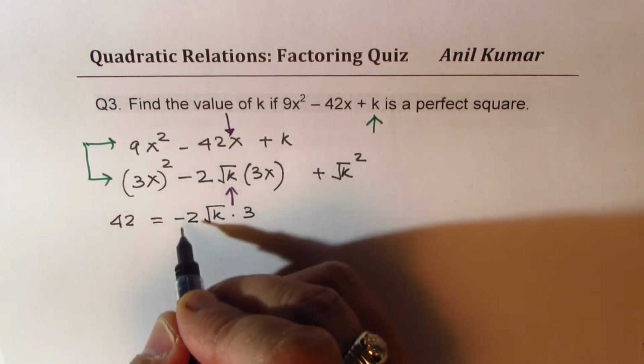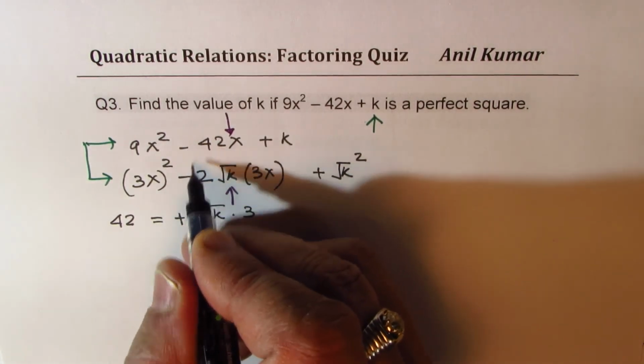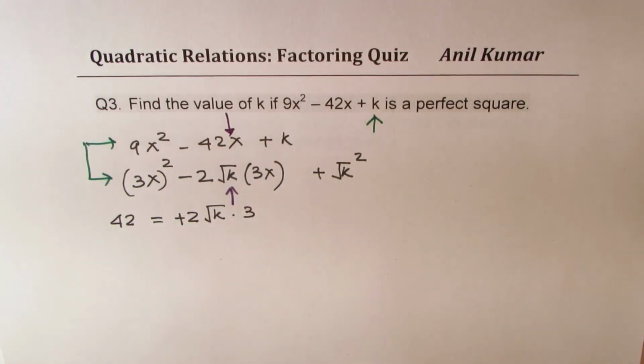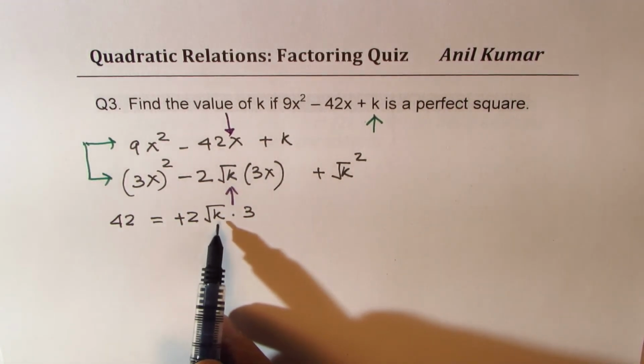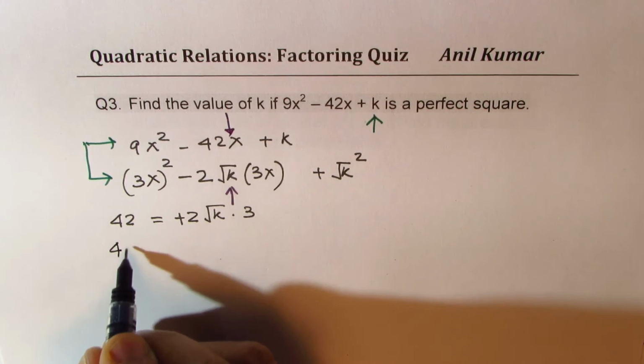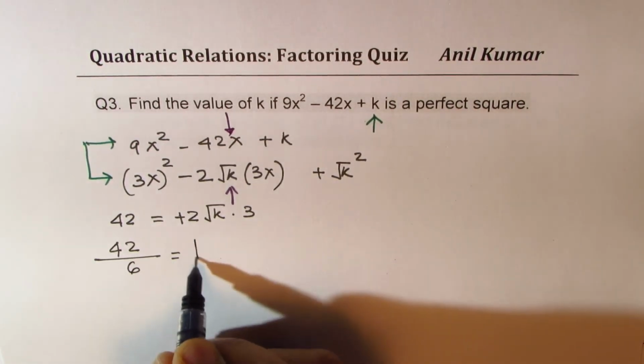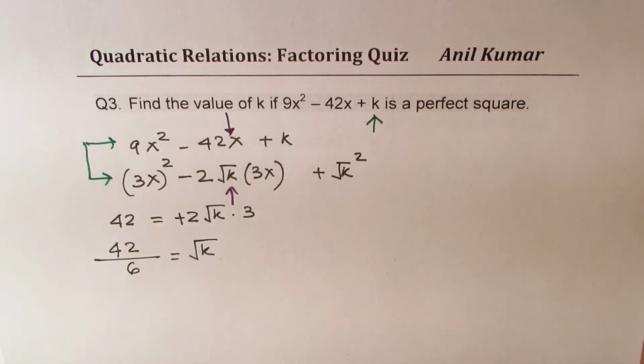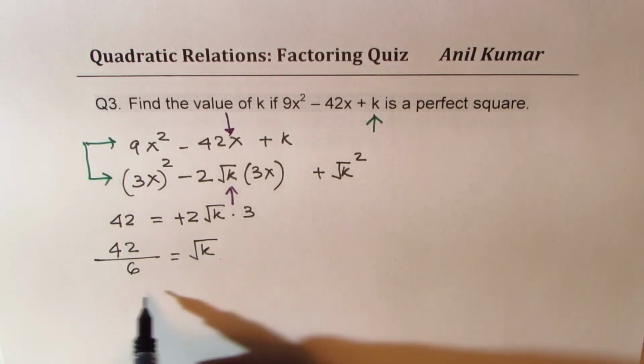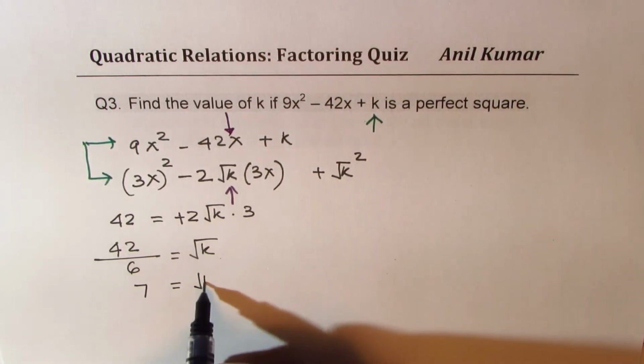Correct? Rather plus 2, right? Since this is negative here, both are negative, they get cancelled out. So from here we can find the value of k. So it becomes 42 divided by 2 times 3, which is 6, should be equal to square root of k. Now 42 divided by 6 is 7. So 7 is square root of k.